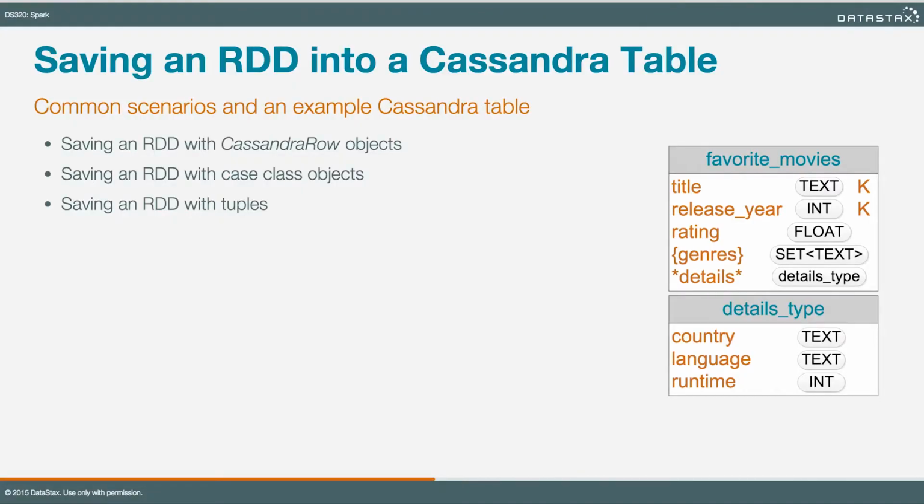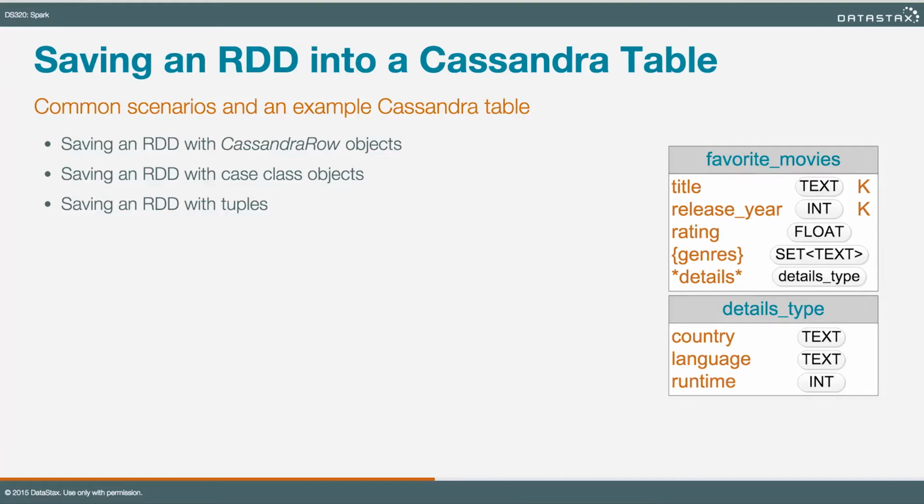We're going to look at three cases, one where we've got Cassandra row objects, one where we've got user-defined case classes that we want to persist, and one where we've got tuples. So a lot like the examples we've been through so far with the Cassandra API, we're going to look at all three of those and ways to write them back into the database.